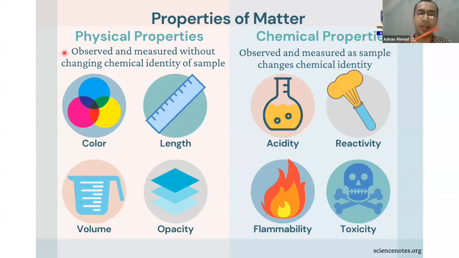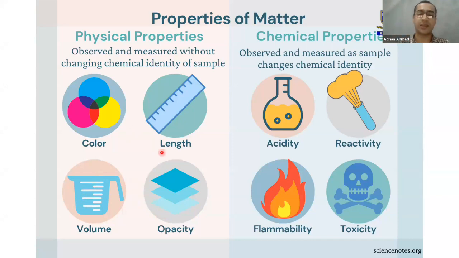It has a red color, right? So this pen has a red color, and this is a physical property. What is its length? If I want to measure from this point to this point, it will have a certain length, right? So it will have some length. This is a physical property. Now volume. How much volume is being occupied by this pen? This is again a physical property.